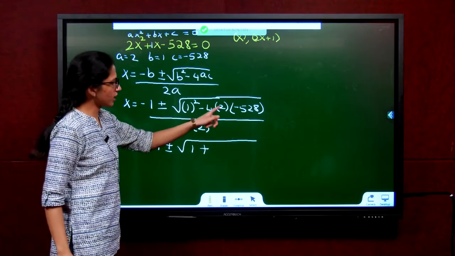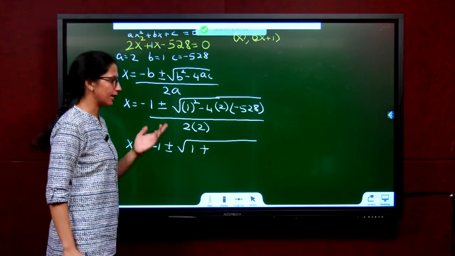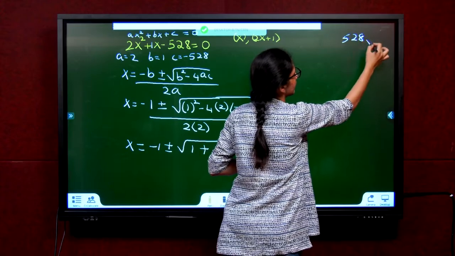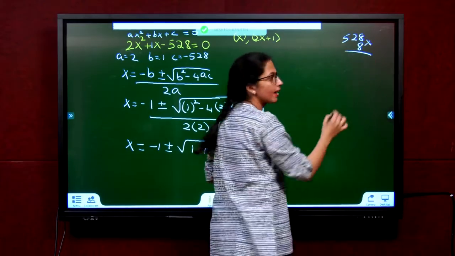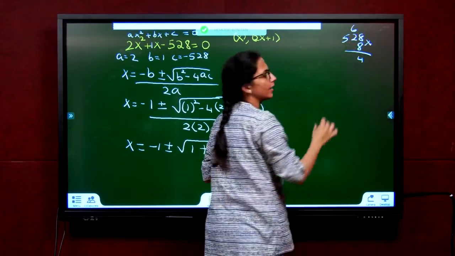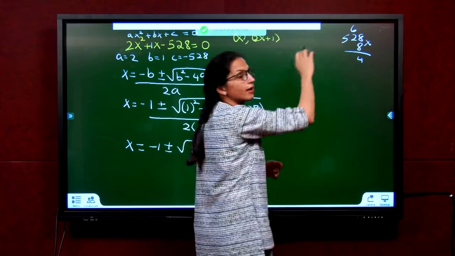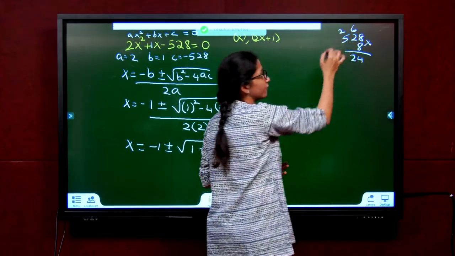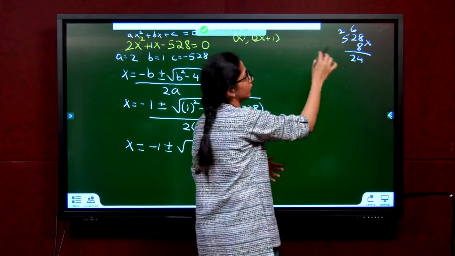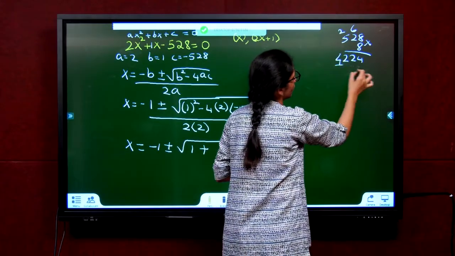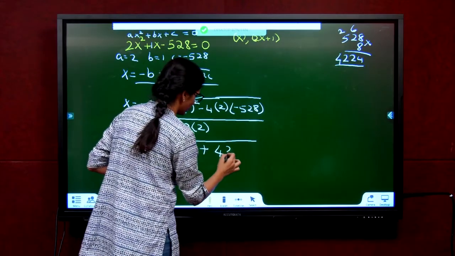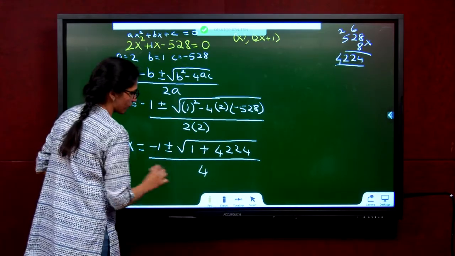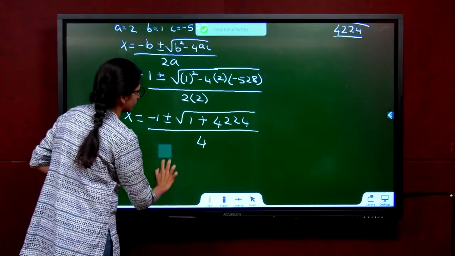4 2s are 8. 8 into 528, I don't know. We will multiply it. 528 into 8. 8 8s are 64. 8 2s are 16. 16 plus 6, 22. 8 5s are 40. 40 plus 2, 42. So 4 2 2 4, divided by 2 2s are 4. Continuing further.